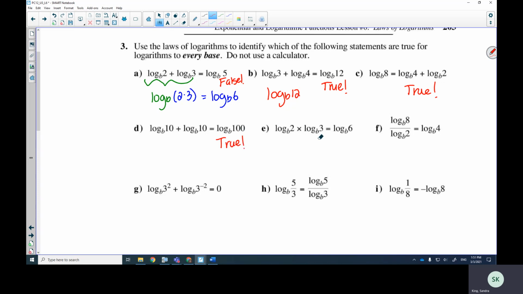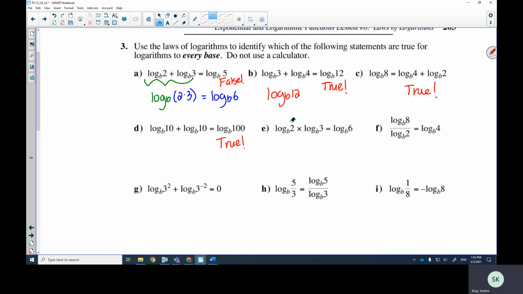This one's a little bit tricky. So they did 2 times 3, which is 6. Okay, so that looks good. Does anybody know what the issue with this is? The answer is actually false. Why is this false? What would you say? That's right. The product law, you guys.